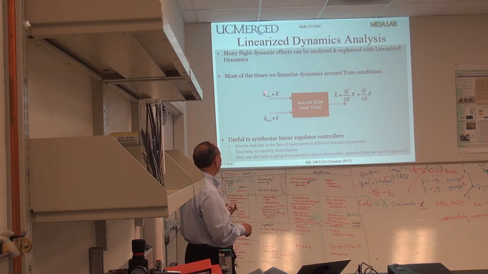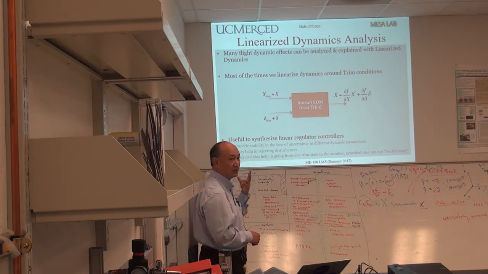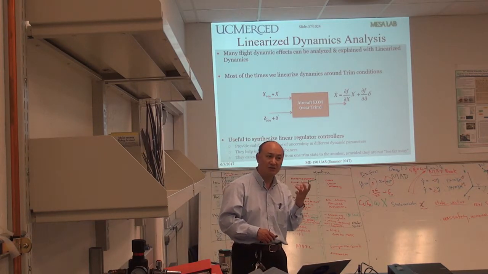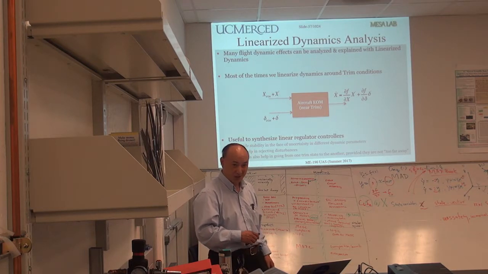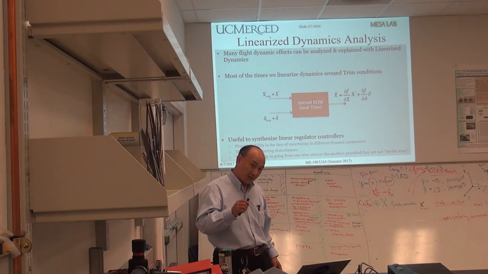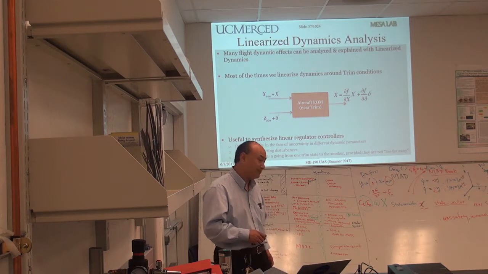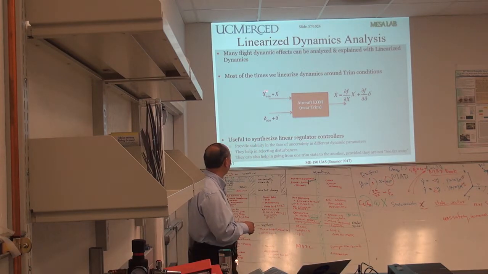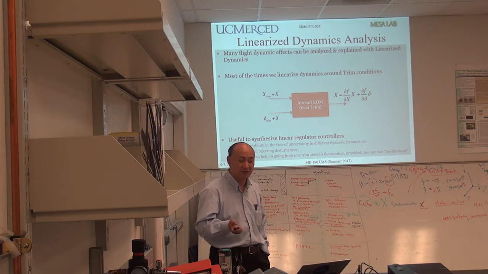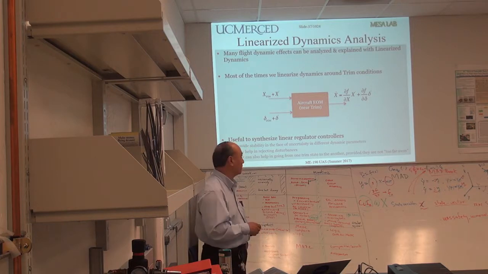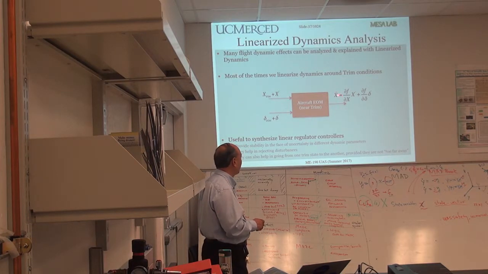But remember, x is x trim plus x prime, but x trim is a constant. So constant dot is zero. So I didn't write x prime dot, and that is okay, because x prime dot is the same as x dot, isn't it? Because x trim dot is zero. That's according to the definition: when it's trim, then dot is zero. So this is not a mistake in here. This is the same as x prime.